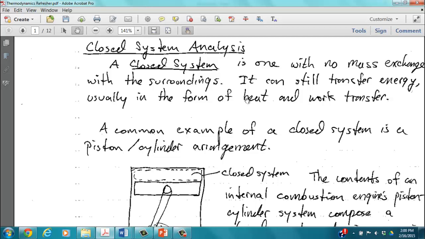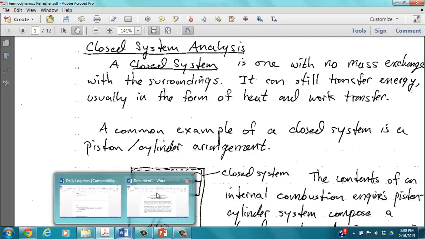A closed system is really just a control system that only allows energy and entropy exchange with the surroundings. That is, there is no mass exchange with the surroundings for a closed system. It can still transfer energy, which is usually in the form of heat and work transfer, and we also need to add that a closed system can transfer entropy, which could be in the form of heat transfer, or not work transfer, excuse me, entropy generation.